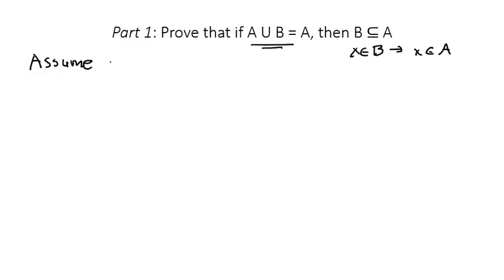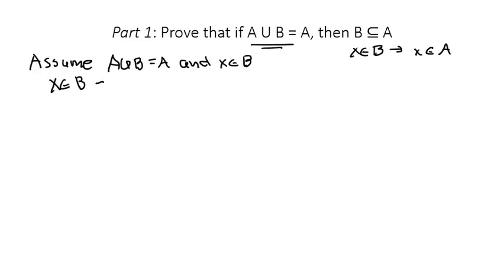All right, so we start out with our assumption. Assume that A union B equals A, and X is an element of B. If X is an element of B, then we have to show that X is an element of A. If we can show X is an element of A, then we know that B is a subset of A. So if X is an element of B, we know that A union B equals A.